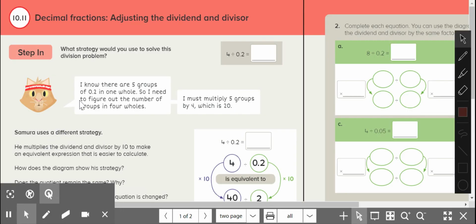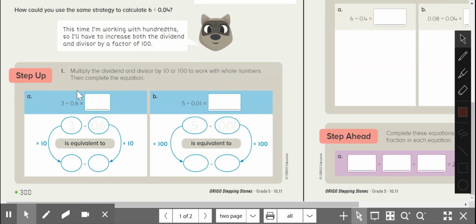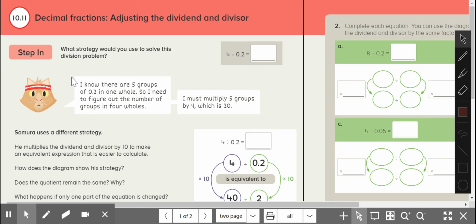I went ahead and grouped my slides video along with this step-in section. So if you don't have your book out, please turn it to page 388, follow along, and make sure that you rewatch parts of this as you need to. So, decimal fractions, adjusting the dividend and divisor.